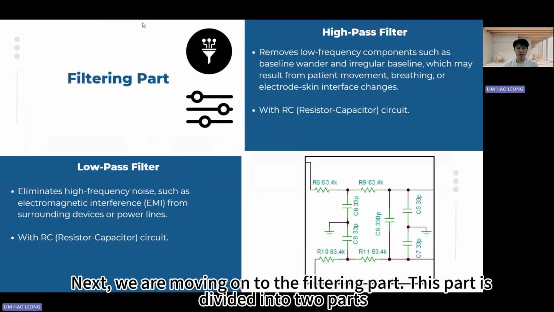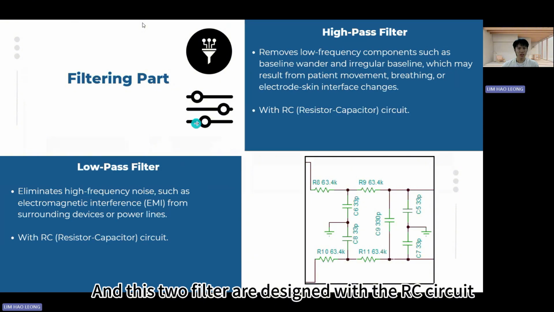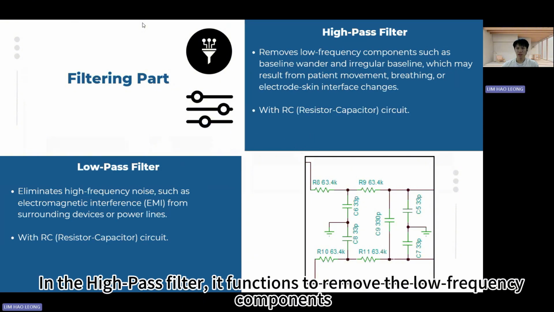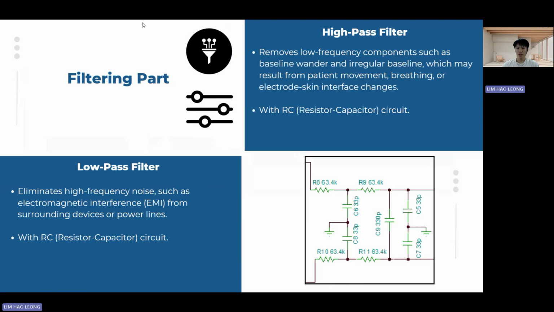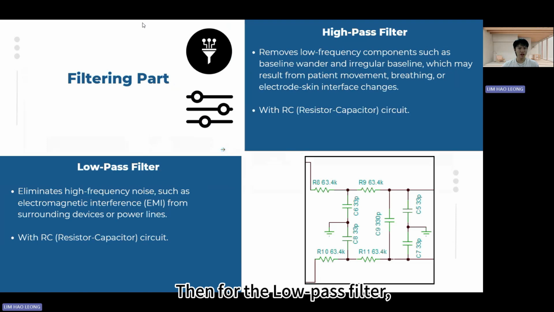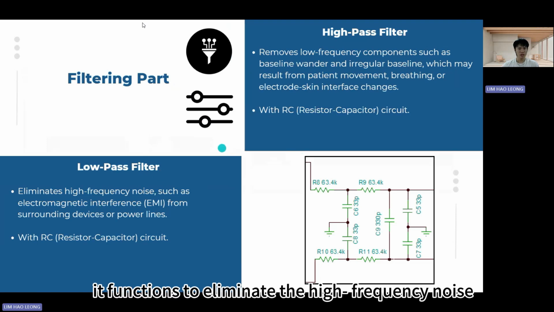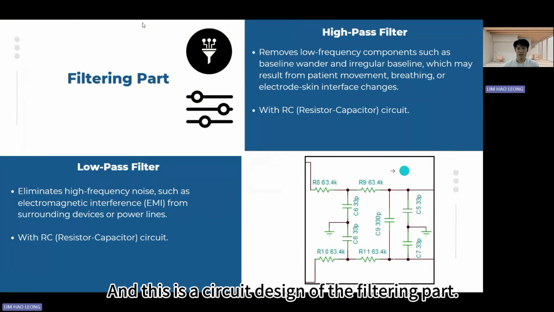Next, we are moving on to the filtering part. This part is divided into 2 parts, which is high-pass filter and low-pass filter. And these 2 filters are designed with the RC circuit. The high-pass filter functions to remove the low-frequency components such as the baseline wander and irregular baseline, which may result from the patient movement, breathing, or electrode skin interface changes. Then, the low-pass filter functions to eliminate the high-frequency noise such as EMI from the surrounding devices or the power lines. And this is the circuit design of the filtering part.